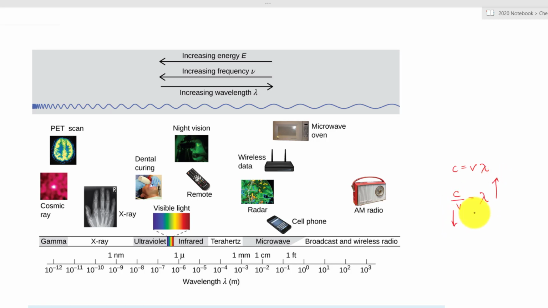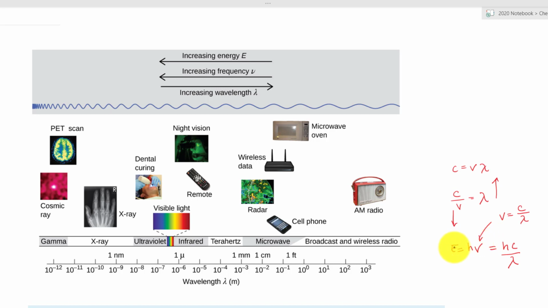Now today we are going to tie it to another equation, and that is E, which is energy, equal to Planck's constant times frequency. But this right here, ν is equal to what? Well, that is the speed of light over lambda. So in a way, we can think of this as c over lambda.